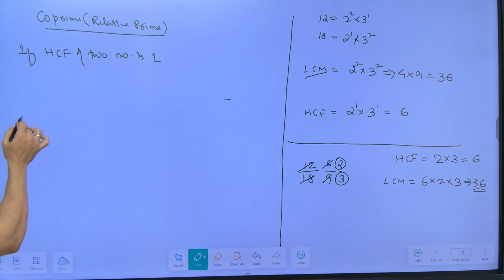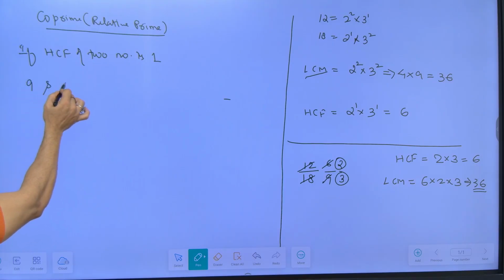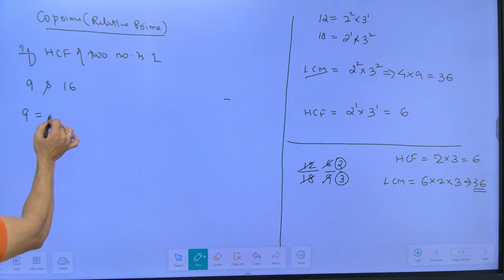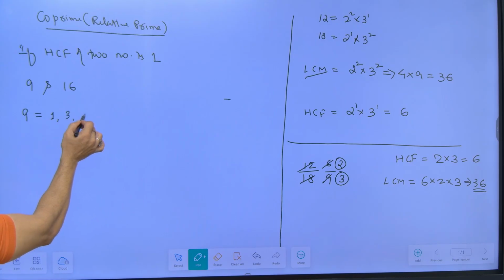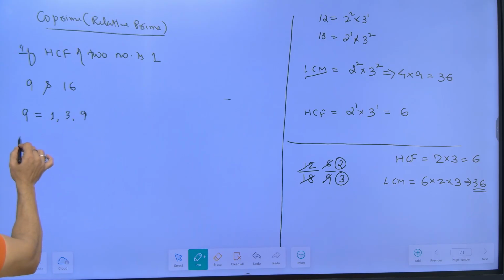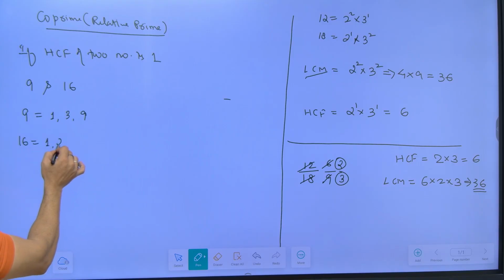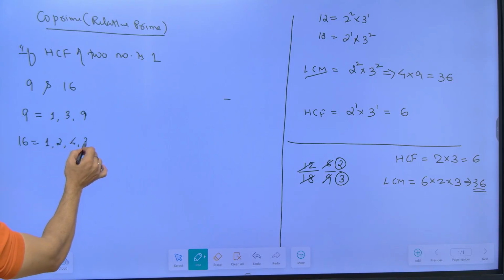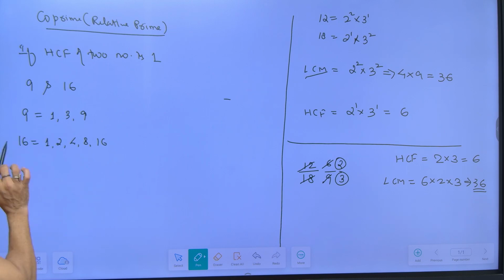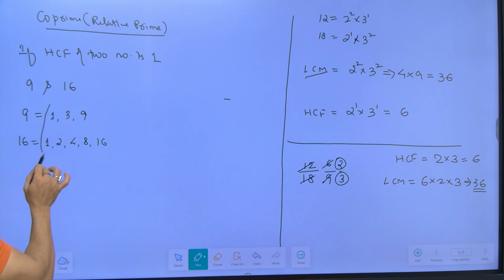For example, if I have 9 and 16, what are the factors of 9? 1, 3, 9. Factors of 16: 1, 2, 4, 8 and 16. So there are so many factors. 9 is a composite number, and 16 is also a composite number. But together they are co-prime. Why? Because there is no other number which can divide them except 1.